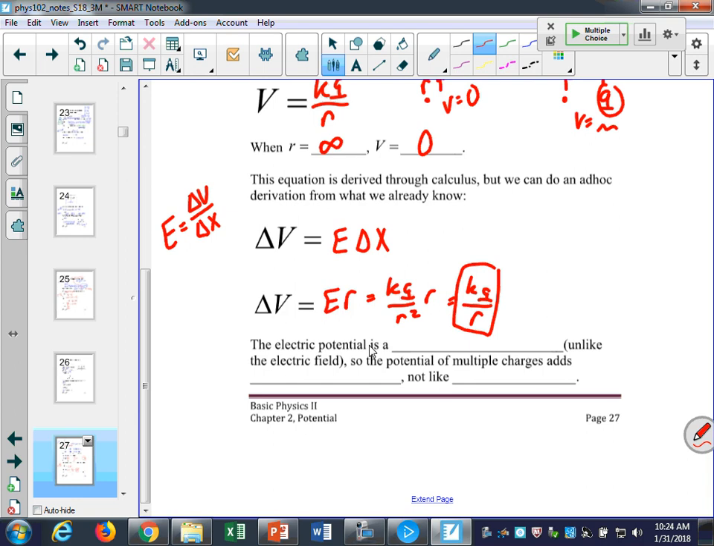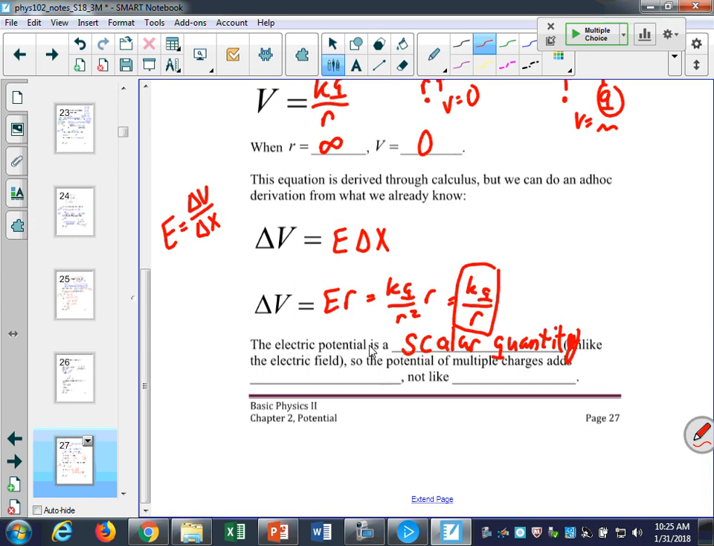The electric potential is what type of quantity? Not a vector, that would be bad, because then you have the tangent and all that. Yeah, a scalar. If you want to think of it as a vector quantity, now you can do so. But it's a scalar quantity. So when I have a bunch of charges, I don't have to deal with vectors. I just add up numbers. It makes life a lot easier.